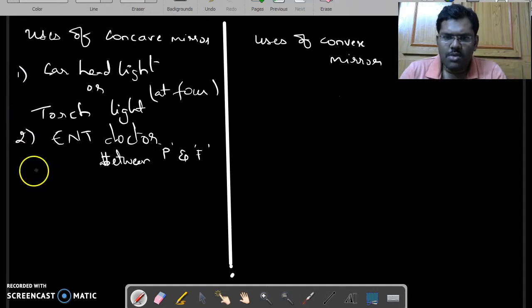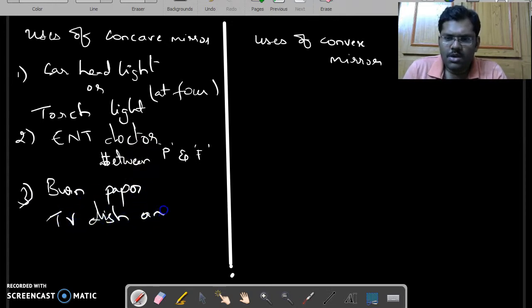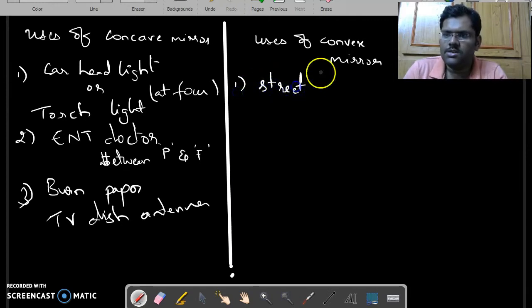Another point: concave mirrors are used to burn papers, and they are also used as TV dish antennas, so the concave surfaces are being used over here. And coming to convex mirrors, these are used in street lights.